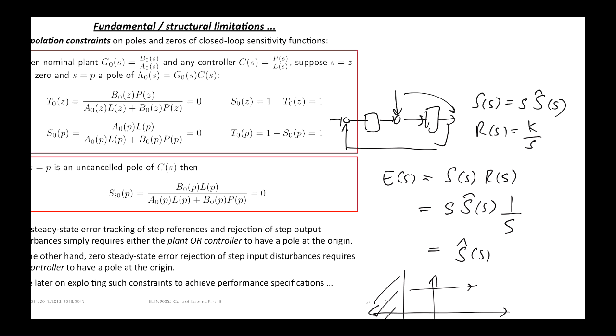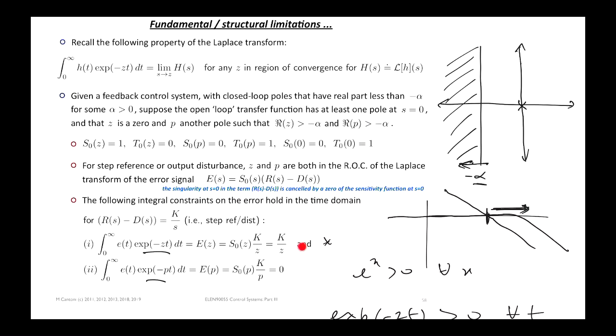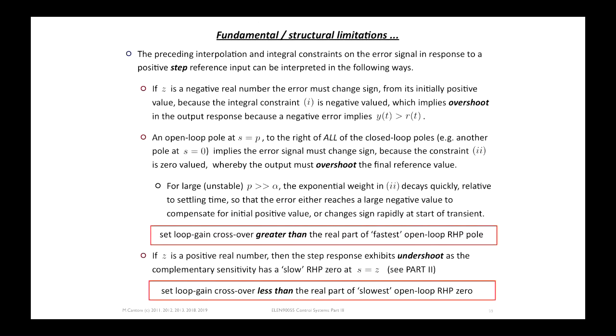All right. Last time we saw how these sorts of interpolation constraints lead to these integral constraints, right, which give us guidelines about where to set the crossover frequency, right, relative to the open loop unstable poles. Okay, and you don't always have open loop unstable poles, but if you do, you need to make sure that the loop gain is sufficiently high at frequencies that correspond to the fastest open loop unstable poles.